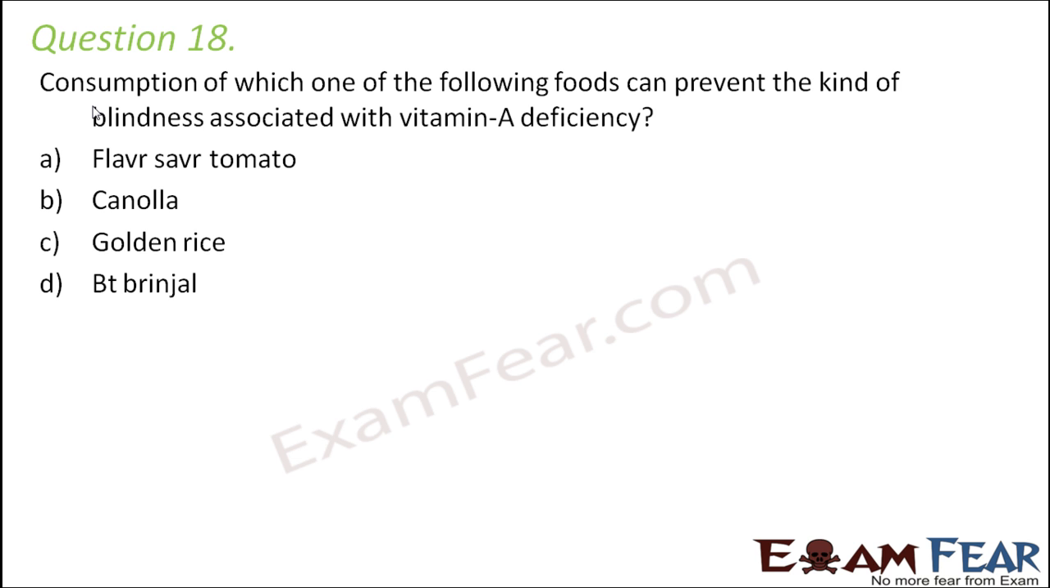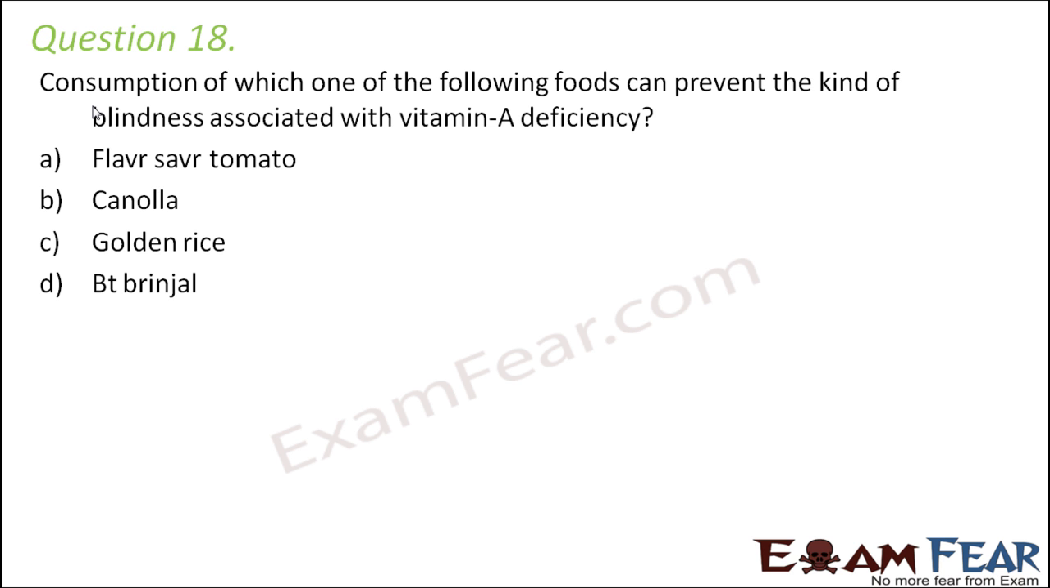Question number 18. Consumption of which one of the following foods can prevent the kind of blindness associated with vitamin A deficiency? Flavr Savr tomato, canola, golden rice or Bt brinjal? Now, we basically need to tell which of these options is rich in vitamin A, because it has to prevent the kind of blindness that happens due to vitamin A deficiency. That means the person should take more and more vitamin A rich food.